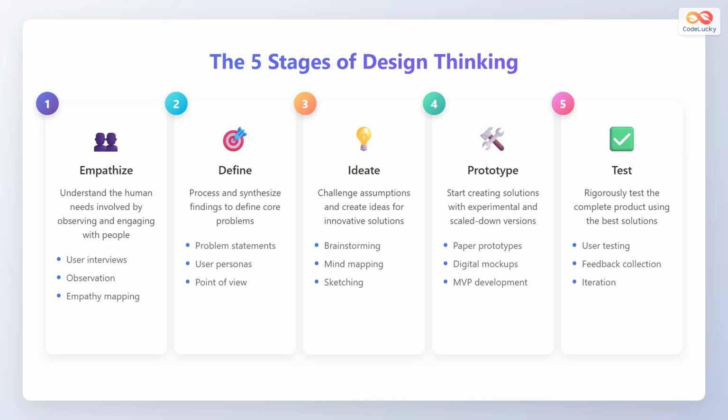The design thinking process consists of 5 stages. The first is to empathize, which involves understanding the human needs by observing and engaging with people. Key activities in this stage include conducting user interviews, observation, and empathy mapping. The second stage is to define.